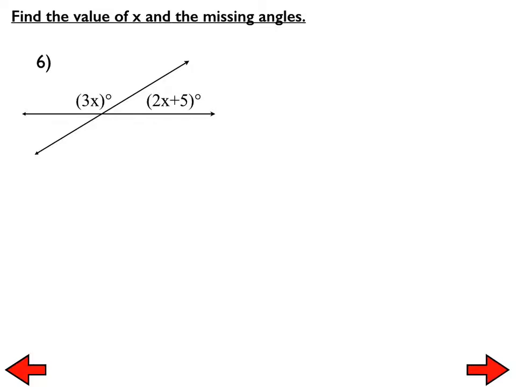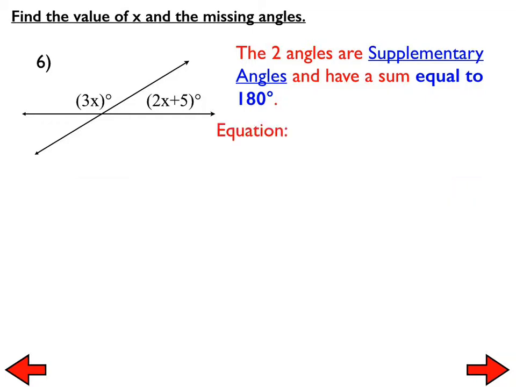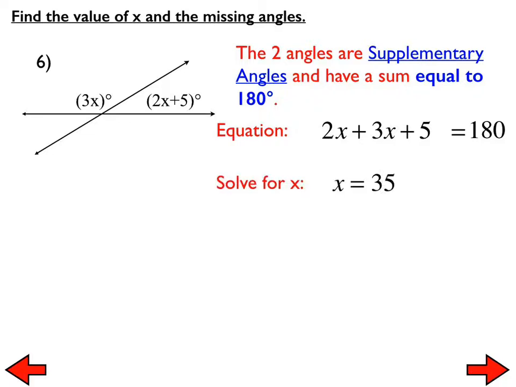In number 6, what kind of angles do we see in this picture? Just say it, please. Supplementary. Supplementary. What do we know about supplementary angles? They add up or equal 180. So our equation would look like this: 3x plus 2x plus 5. Those two angles are supposed to have a sum of 180. From there, combine like terms, which gives you 5x plus 5 equals 180. Subtract 5 from both sides. Then divide both sides by 5. And what I saw from almost everybody was x equals 35, which is correct.